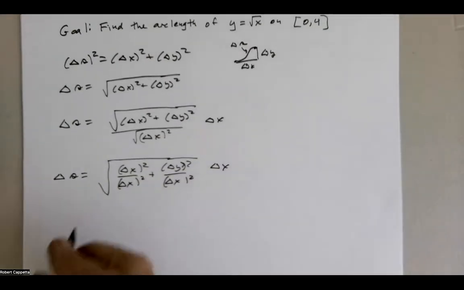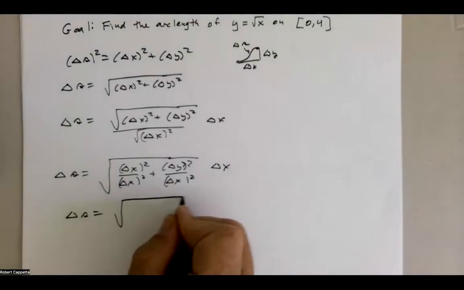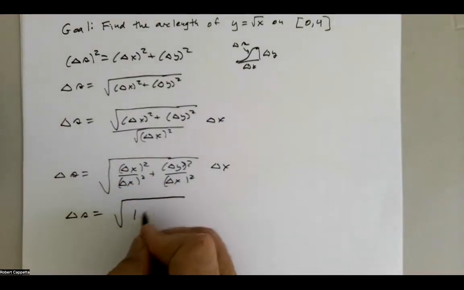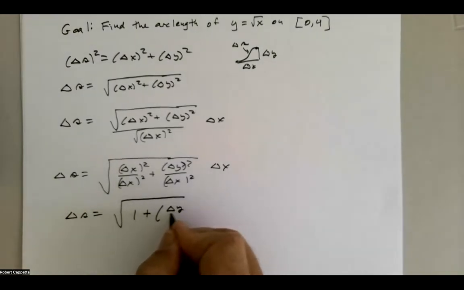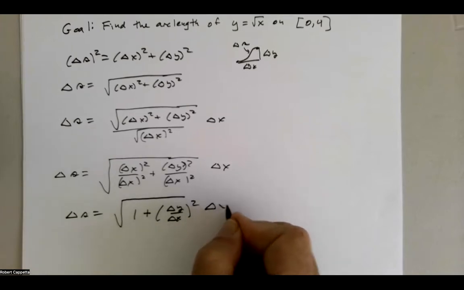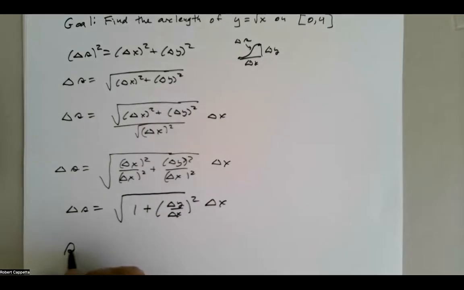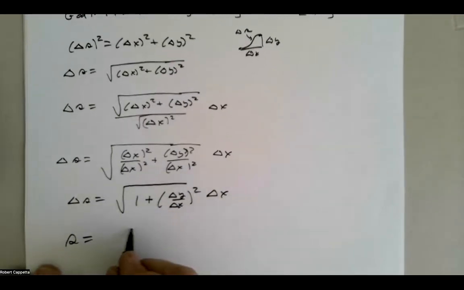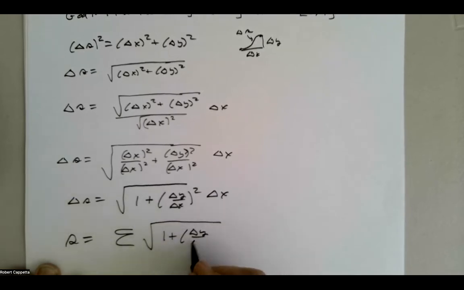Then what do we get? Then we get change in s equals the square root of 1 plus change in y over change in x squared, times change in x. And then, of course, we have to sum them all up. So the total arc length s is the sum of the square root of 1 plus change in y over change in x squared, change in x.